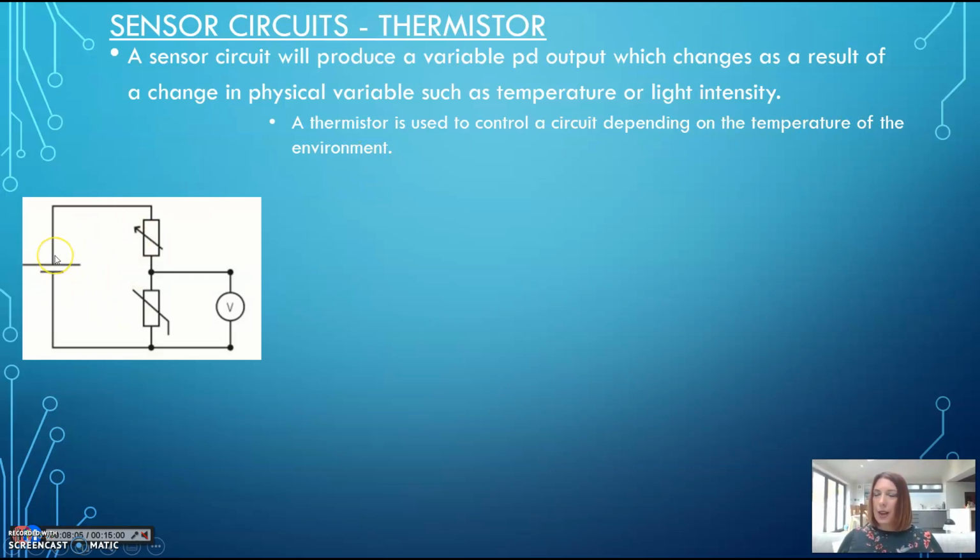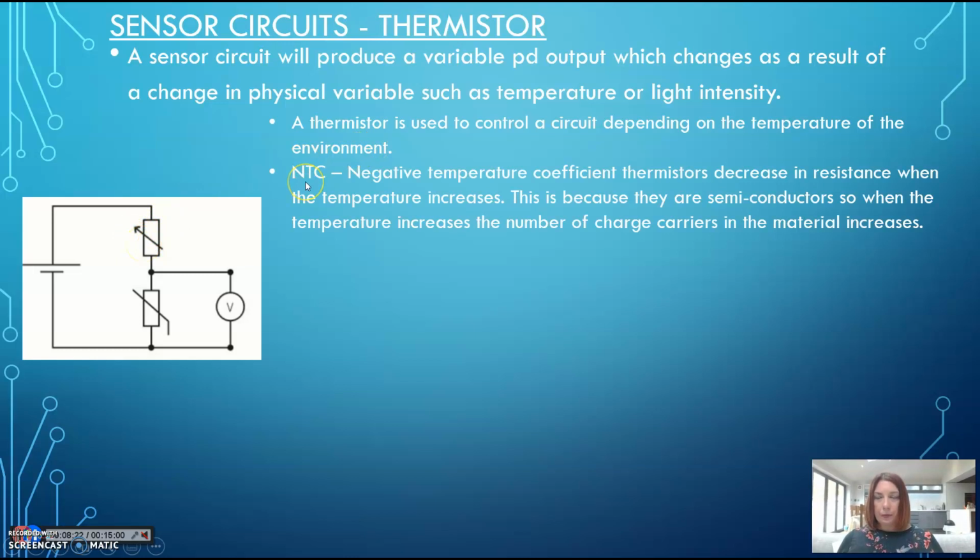So you've got a source of EMF, no internal resistance. You have your thermistor here, and in this case you have a voltmeter in parallel, but you can attach an external circuit here because you could put a bulb here if you wanted to. And then here you've got a variable resistor. Now thermistors, the ones that we talk about, are known as NTC, and that stands for negative temperature coefficient thermistors. And this question gets asked all the time. What they do is they decrease their resistance when the temperature increases. So whatever the temperature does, the resistance does the opposite.